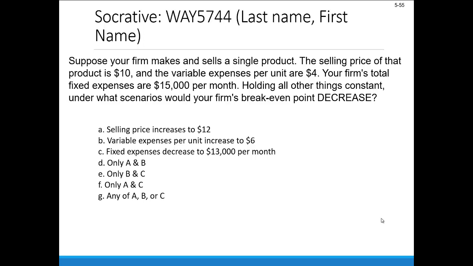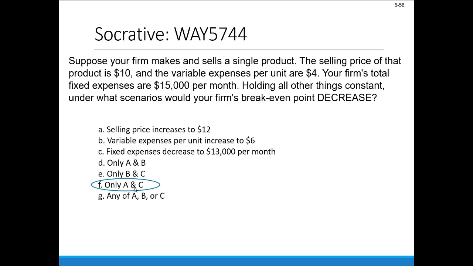So first up, suppose your firm makes and sells a single product. The selling price of that thing is $10. The variable expense per unit is $4. Your firm's total fixed expenses are $15,000 per month. Holding all other things constant, under what scenarios would your firm's break-even point decrease? So pause the video here, think through these potential answers, and then come back for the solution.